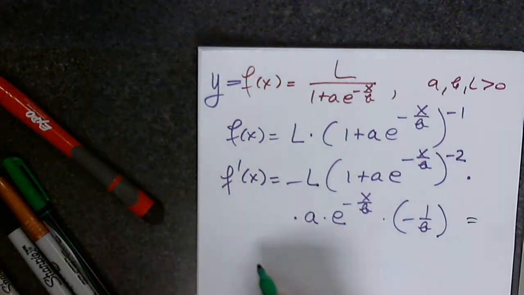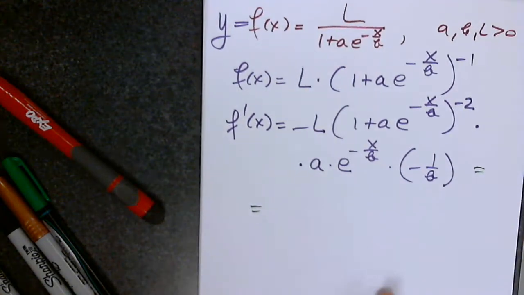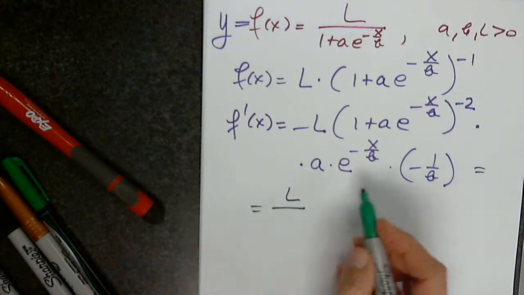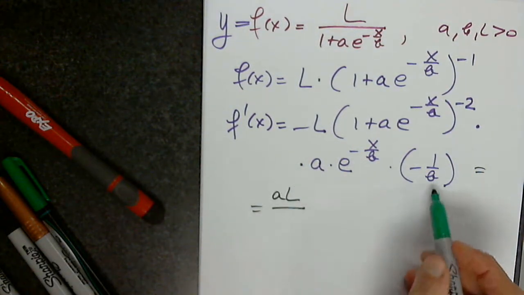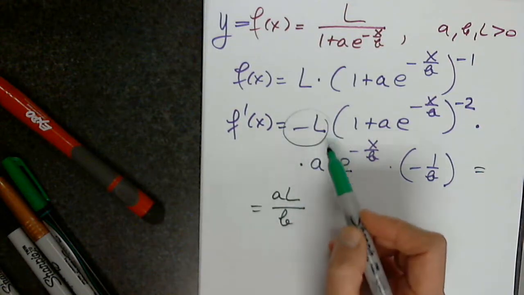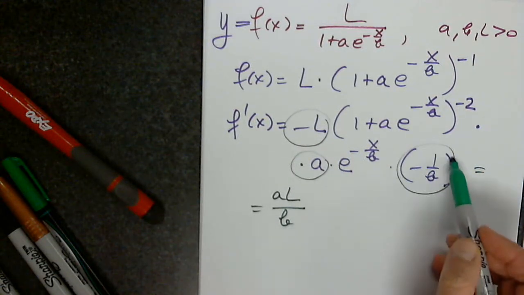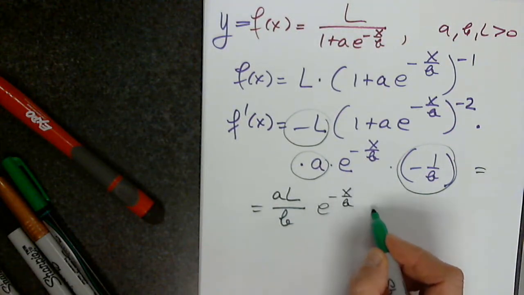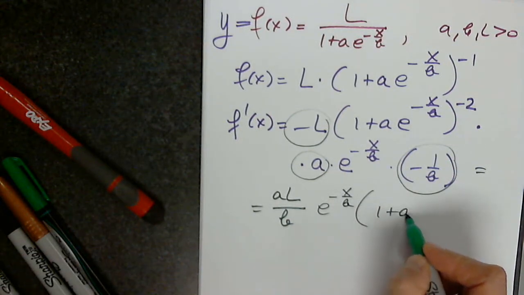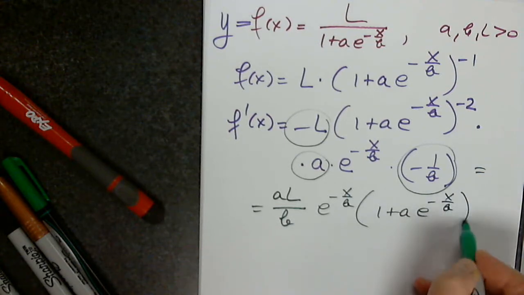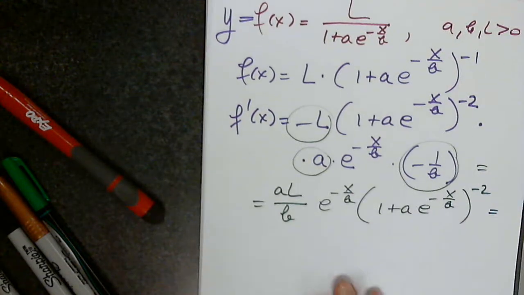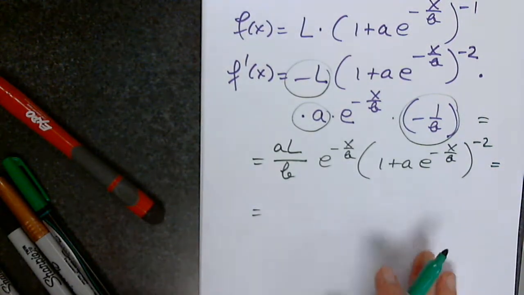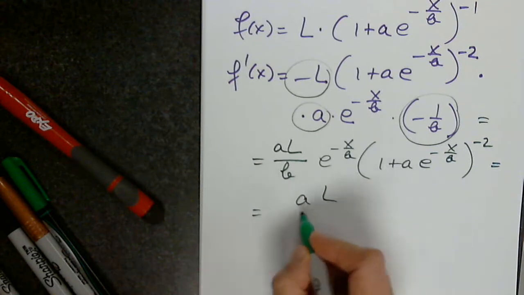I am collecting all the constants in front. So I have negative with negative. So this is L divided by, AL actually, divided by B. So this is accounted for, this is accounted for, this is accounted for. This is e to negative x over b, and this is 1 plus a e to negative x over b to negative 2. If I look at this, which I don't have to write, there is no need for this, but let's talk about it for a moment.